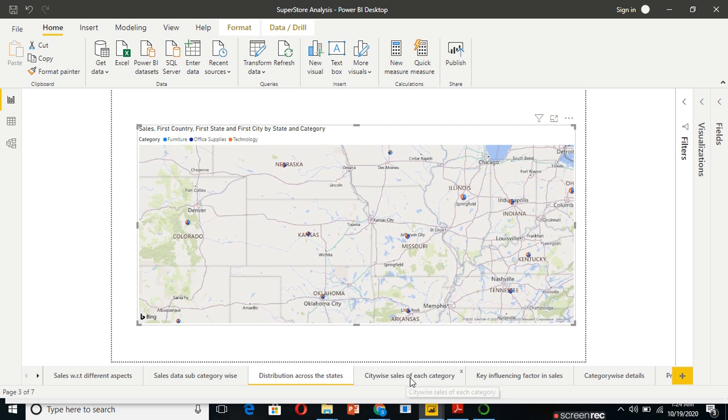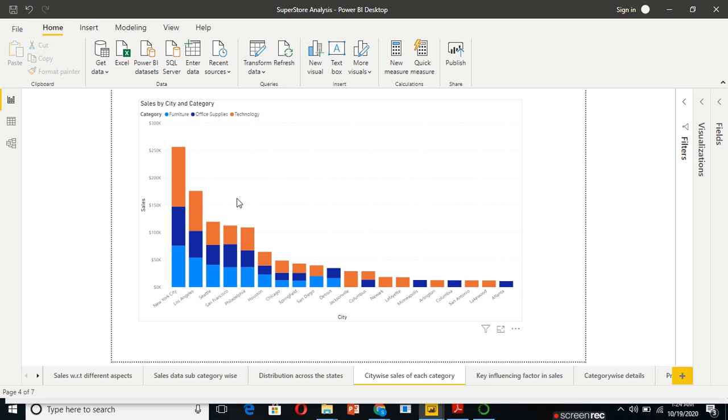Okay, now we'll have the city-wise sales of each category, where you can see these stacks of the categories furniture, office supplies, as well as technology. Some of the cities, New York, Los Angeles, Seattle, San Francisco, out of which New York, as you have seen in the previous map also, has been really outperforming. Here the distribution is almost similar, but still technology has been outperforming.